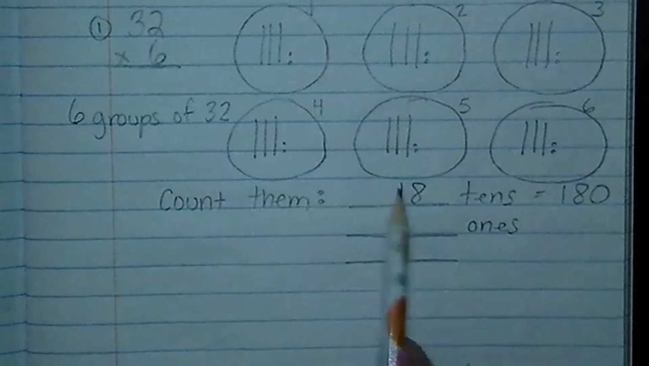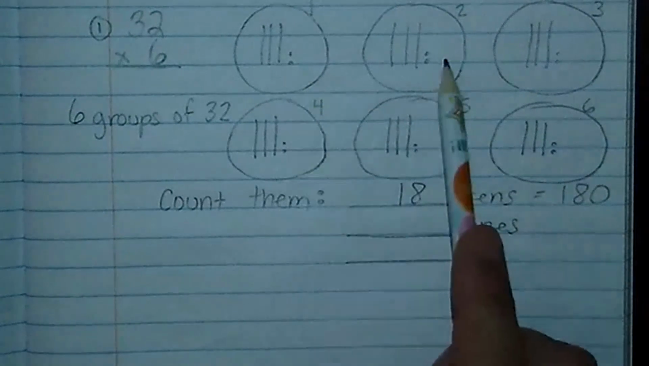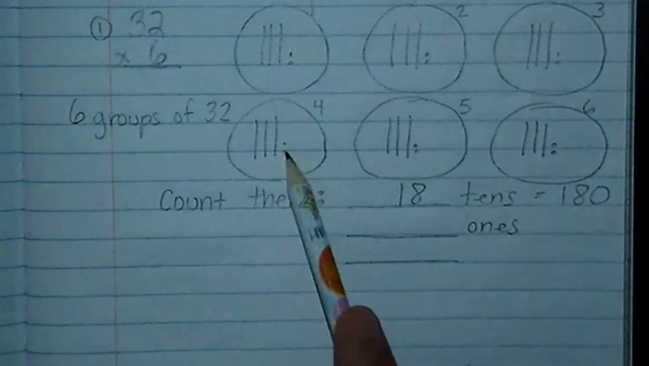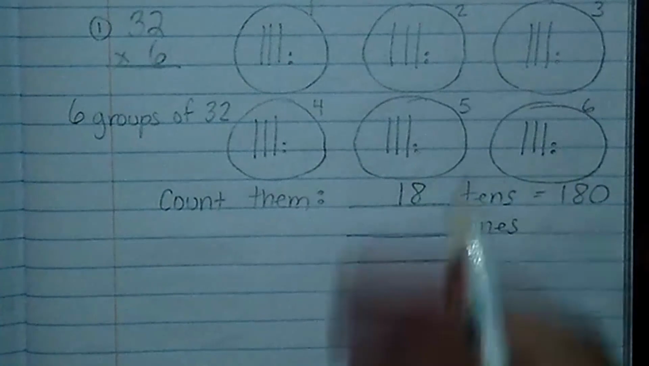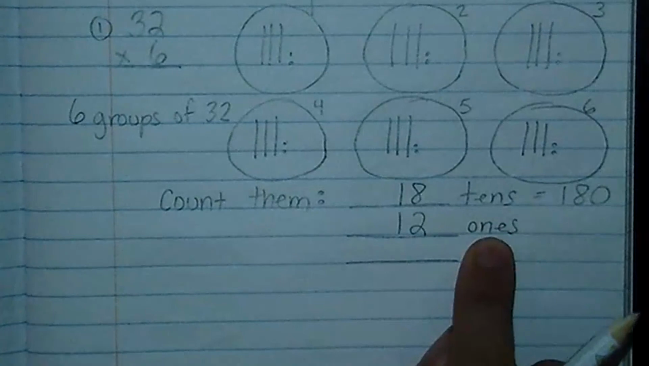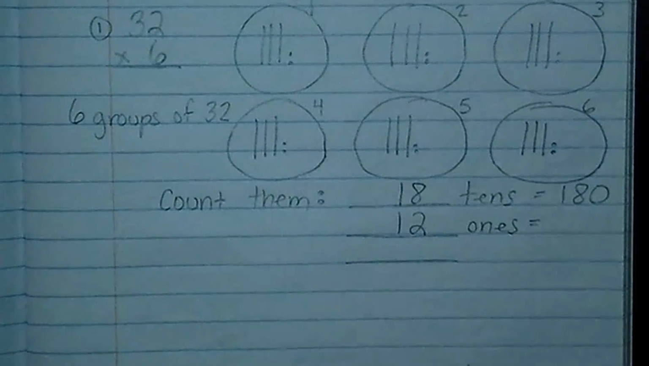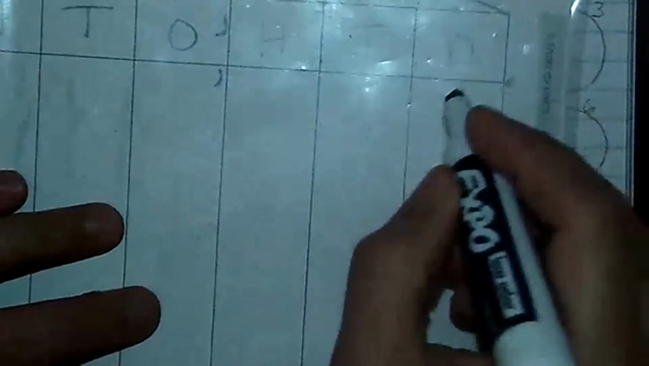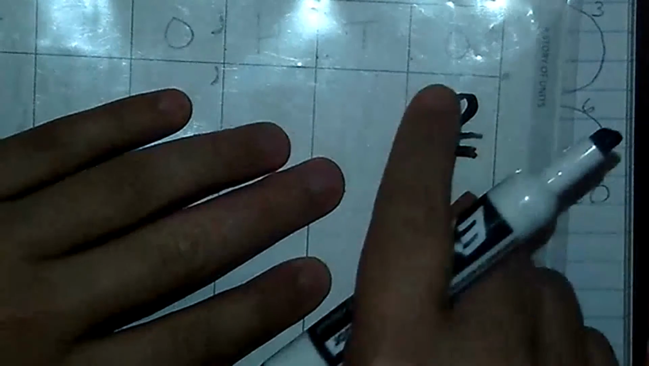Well, now we need to count how many 1s we had. 1, 2, 3, 4, 5, 6, 7, 8, 9, 10, 11, 12. I had 12 1s. Well, if you have 12 $1 bills, how much is that worth? Again, I could use my place value chart. 12 1s. Am I allowed to have 12 in the 1s place? No. The 2 can stay. My 1 has to go next door, and it just equals 12.